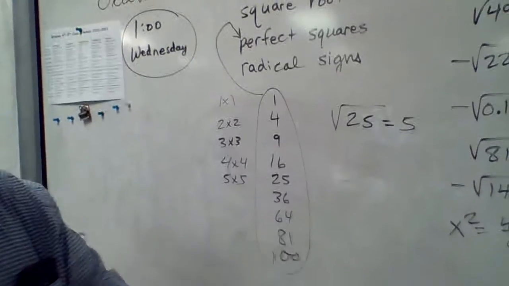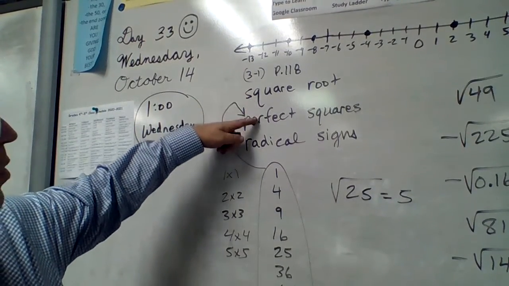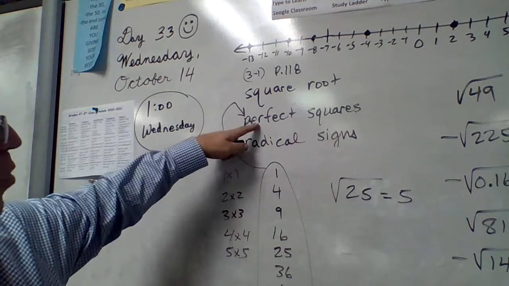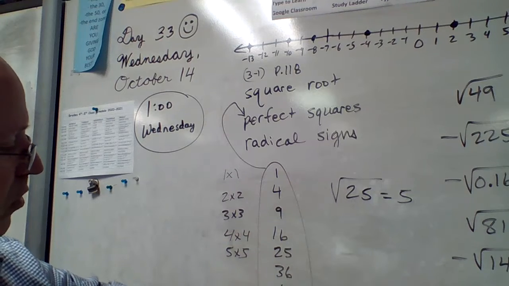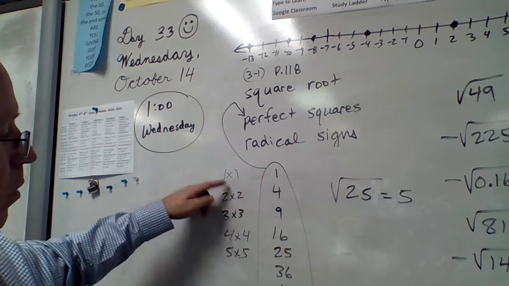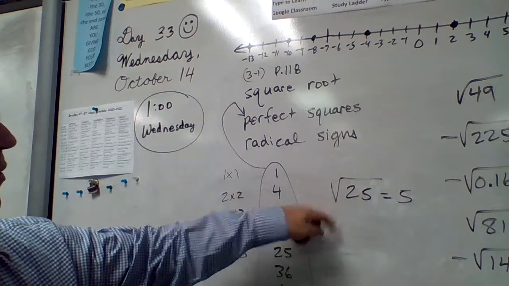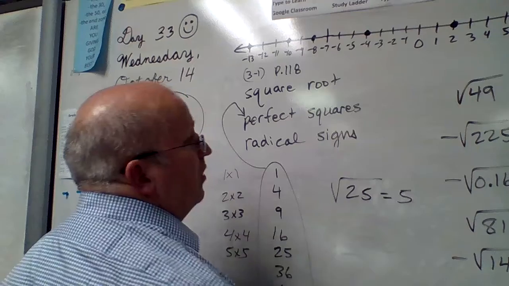So, do these make sense? I hope they do. The square root, the perfect squares, and radical sign terms, what they all mean. Perfect squares are numbers like 1, 4, 9, 16, 25, 36, 64, 81, because that's what we get when we multiply these numbers by themselves. Radical sign, that's just a fancy word for the square root symbol. Square roots, well, we talked about that already.